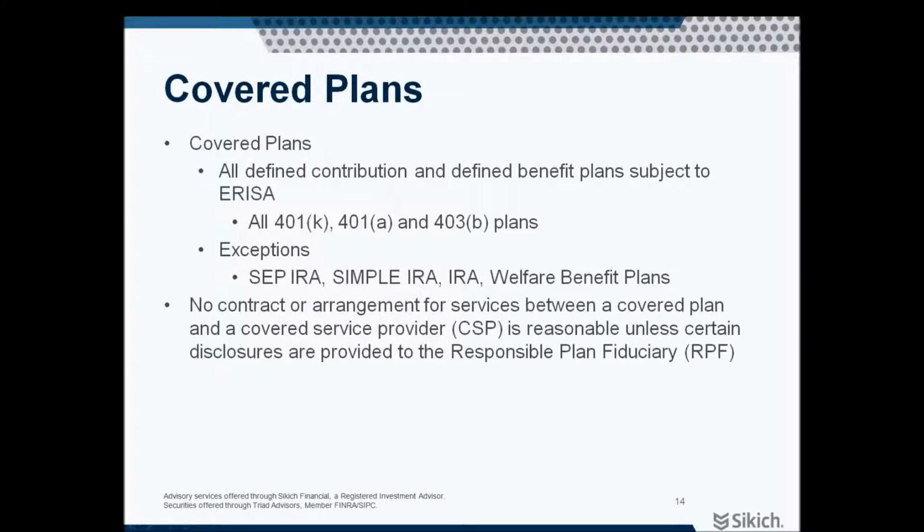The new rule covers all defined contribution and defined benefit plans that are subject to ERISA. So that would be all 401k, 401a, and most 403b plans are covered under ERISA. There are a few exceptions: a SEP IRA, a simple IRA, traditional IRA, or welfare benefit plans. And basically the rule says no contract or arrangement for services between a covered plan and a covered service provider is reasonable unless certain disclosures are provided to the responsible plan fiduciary.